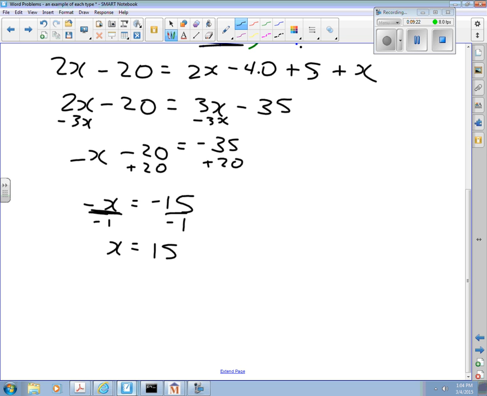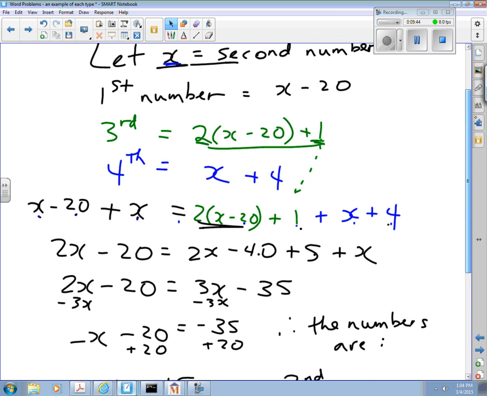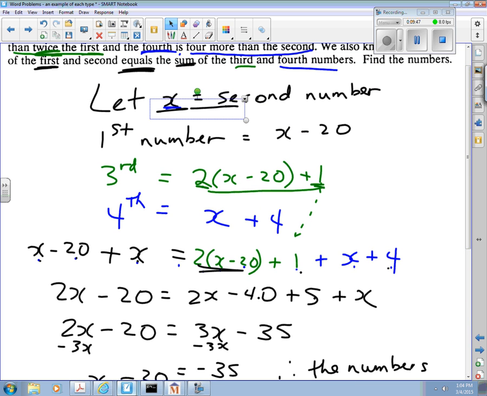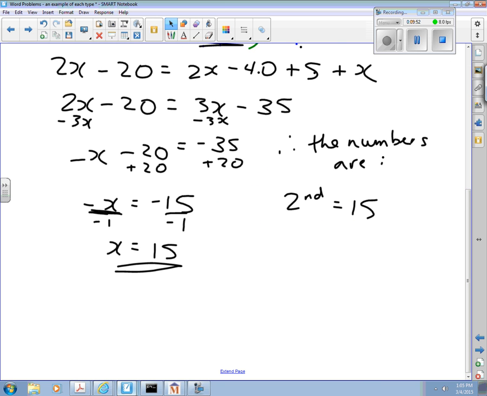Now, once again, that's not done yet. I'm supposed to find 4 different numbers. That's only the second number. So let's make a quick, therefore, the numbers are, and I know the second one is the one I just defined as my x, which is 15. Go back to my original statements there. The second number was x. The first number is x minus 20. So the first number is 15 minus 20. It's negative 5. It didn't say these numbers had to be whole. So don't be surprised if you didn't get an integer for this one.